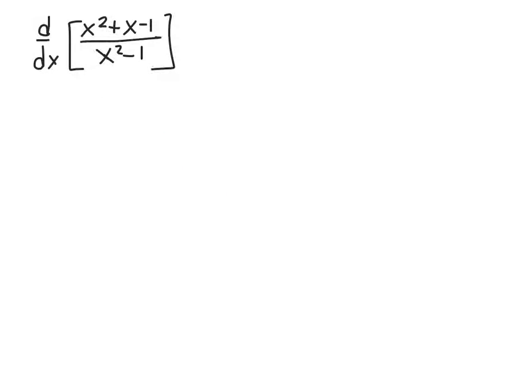The example we're going to go through, I'm looking for the derivative of the function x squared plus x minus 1 over x squared minus 1. So using the function, I want you to remember that this up here is f and this in the bottom is going to be g.